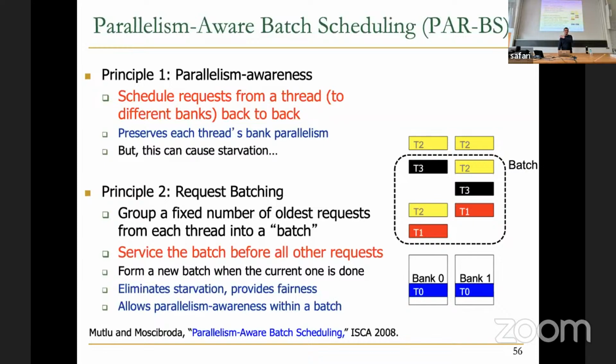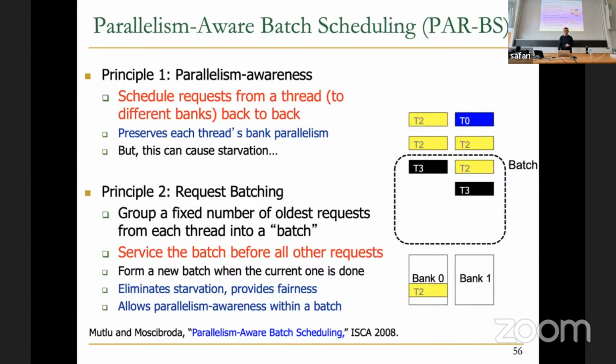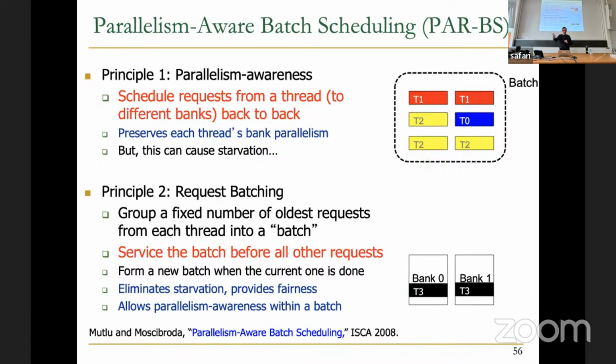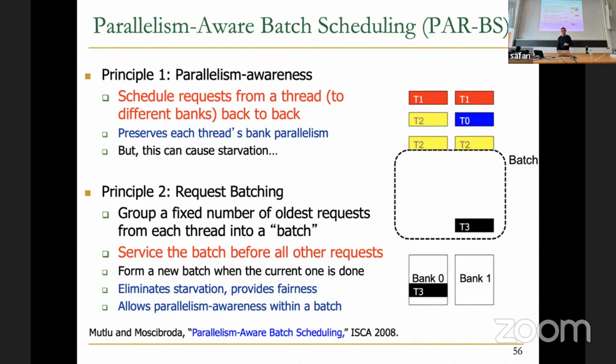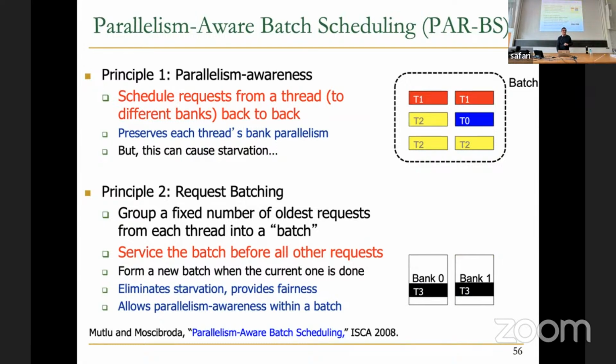Thread 2 keeps generating requests, as you can see, but they don't get included in the batch because we formed the batch. And then thread 1's requests are serviced in parallel. And then thread 2's requests in the batch are serviced in parallel. And then thread 3's requests in the batch are serviced in parallel. And then the batch is done, and the memory controller moves to a new batch. This way you guarantee the batch is done before you do any kind of reordering across batches.